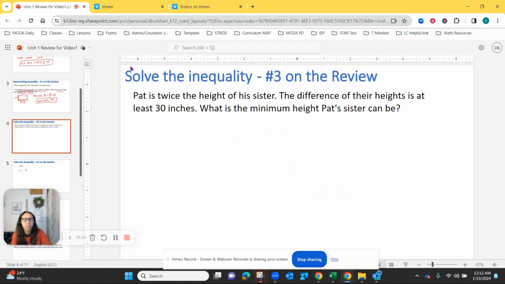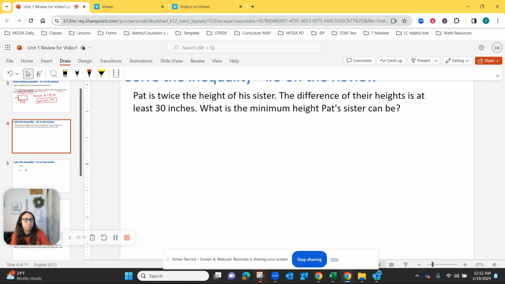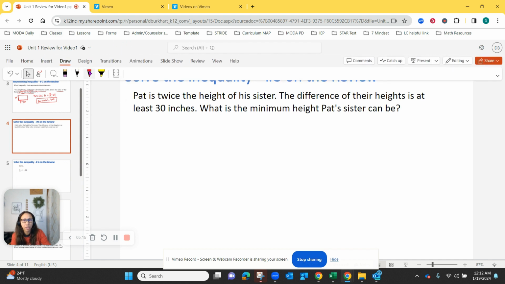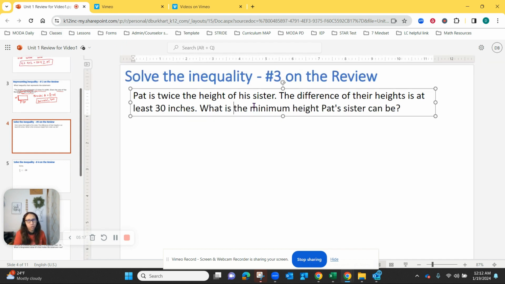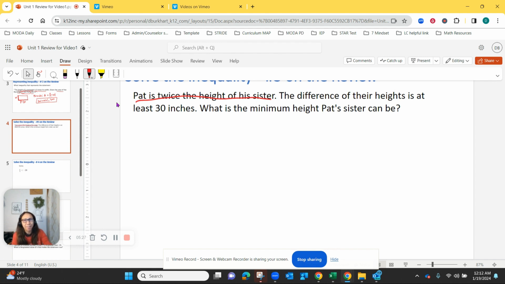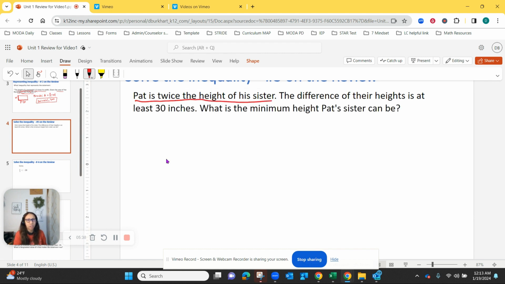The first sentence is stating that Pat is twice the height of his sister. I'm going to underline that first. Pat is twice the height of his sister. Wow, that's a really not-so-nice line there. I'm so sorry. Let me fix that. Okay, so Pat is twice the height of his sister.